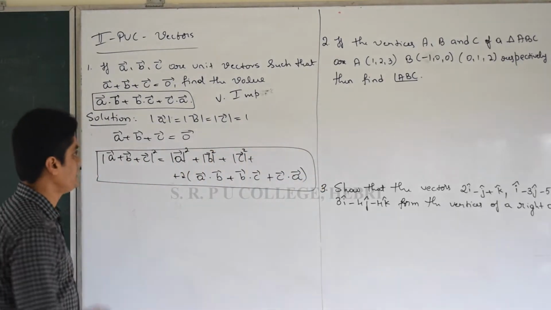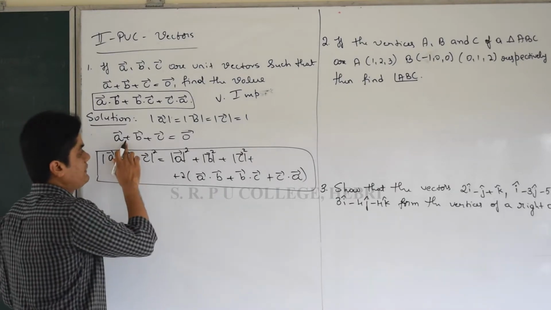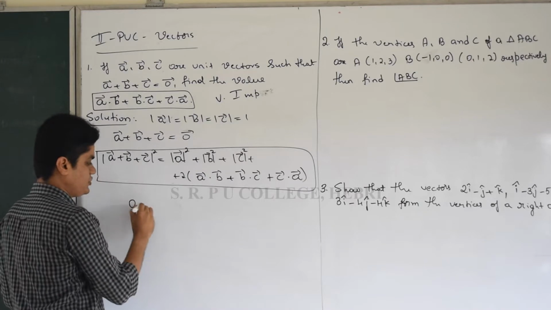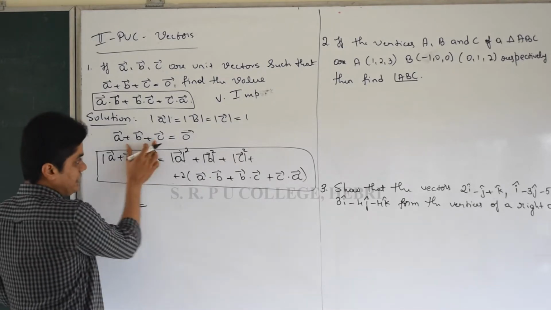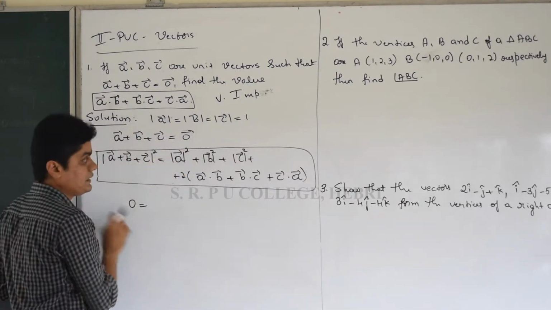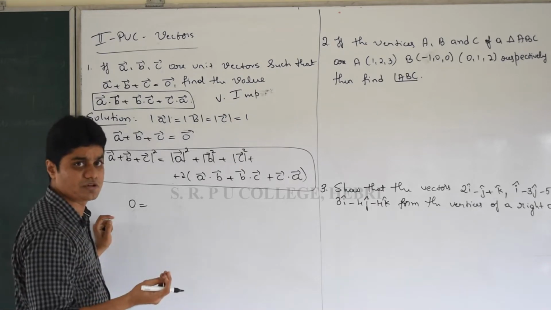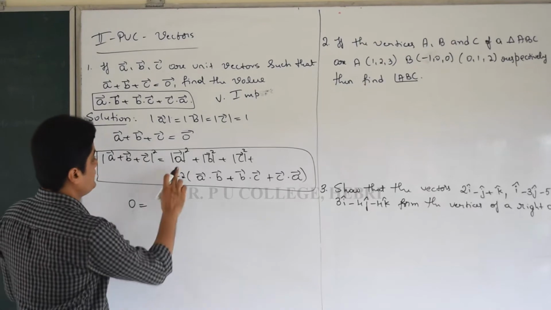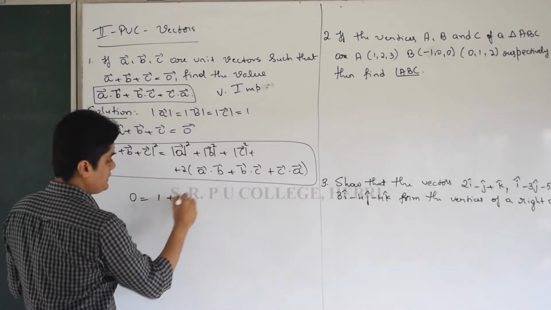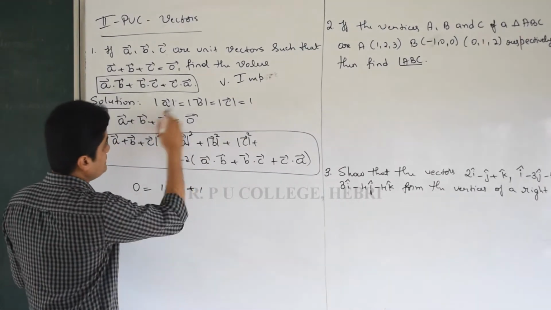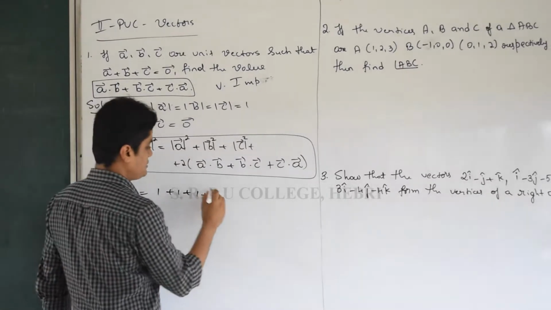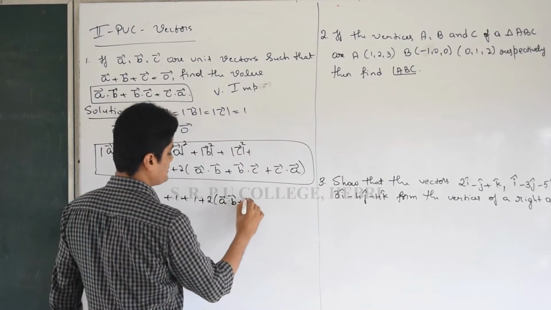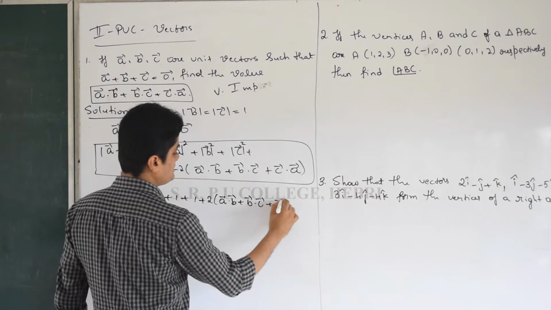Now it is given that vector A plus B plus C is the 0 vector. So for the 0 vector, the magnitude is 0. I hope you remember the definition of the 0 vector. What is the 0 vector? Magnitude is 0. This is 1, this is also 1, this is also 1, correct? Because they are unit vectors. Plus 2 times, keep this as it is, A dot B plus B dot C plus C dot A.